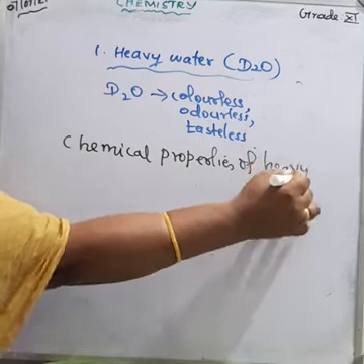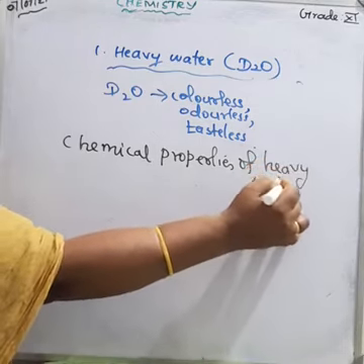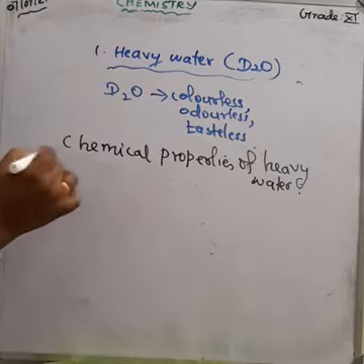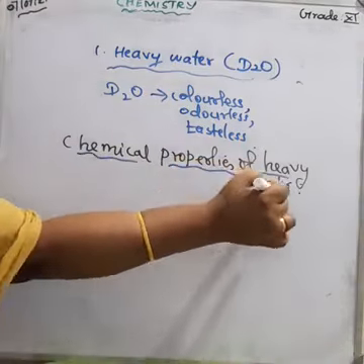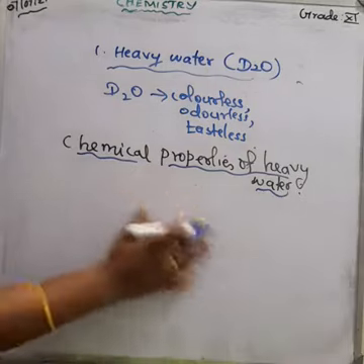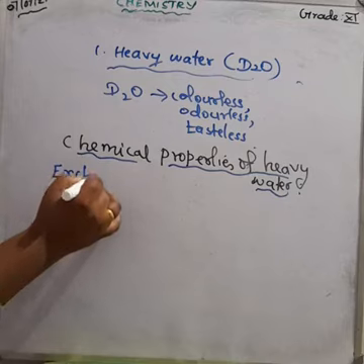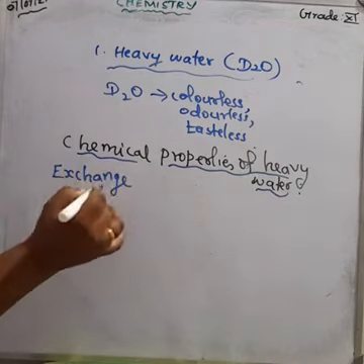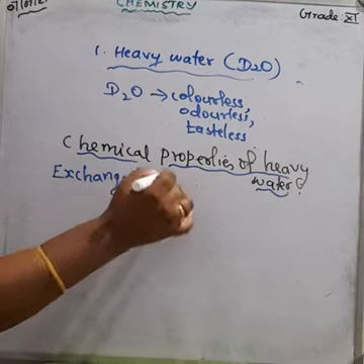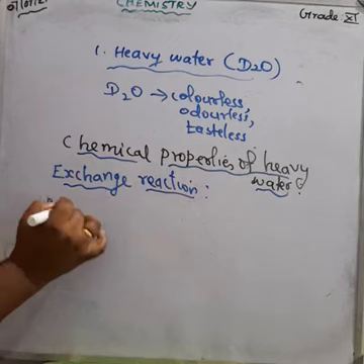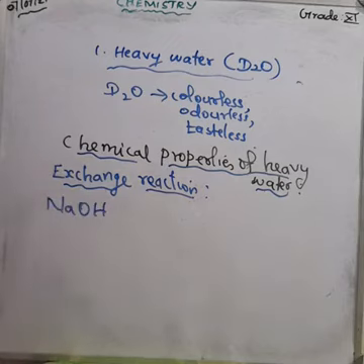When a compound containing hydrogen is treated with D2O, heavy water, the hydrogen undergoes an exchange for deuterium. For example, one compound containing hydrogen is sodium hydroxide.